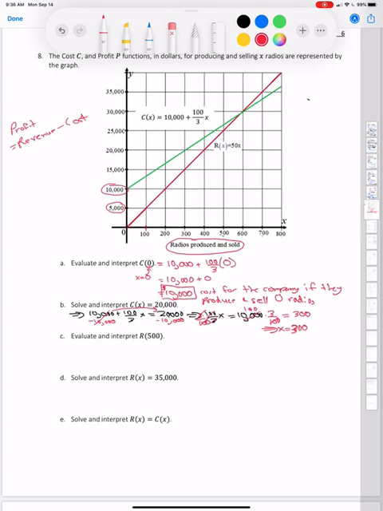And remember, that represents radios. 300 radios produced and sold with a cost of $20,000. So again, interpreting that, it will cost $20,000 to produce 300 radios.